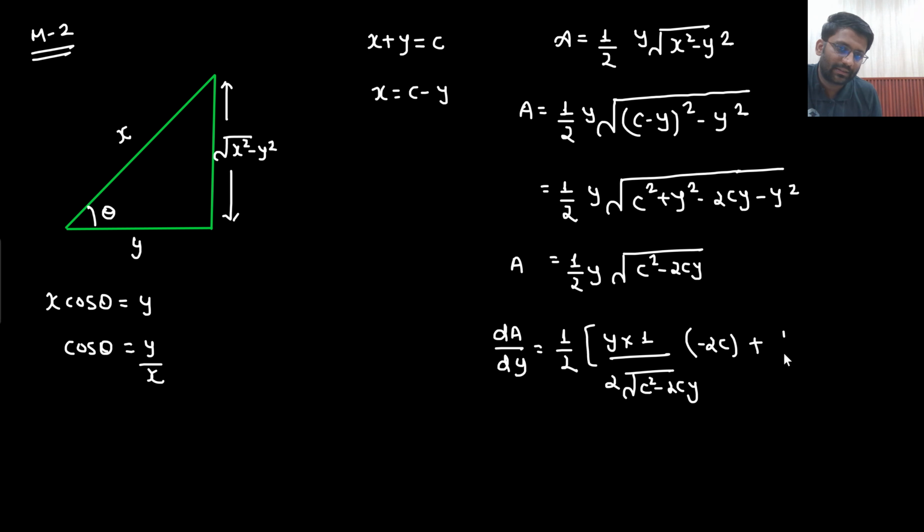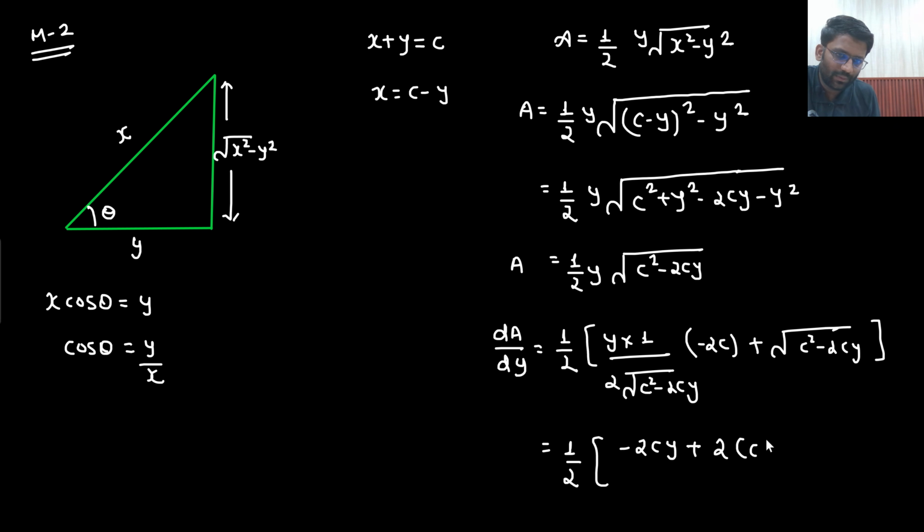First one as it is, differentiation of second, plus second one as it is, differentiation of first. First one as it is, 1 by 2 under root c square minus 2cy, then differentiation of y would be minus 2c, plus this guy as it is, 1 by 2, minus 2cy plus 2 into c square minus 2cy, divided by 2 under root c square minus 2cy.